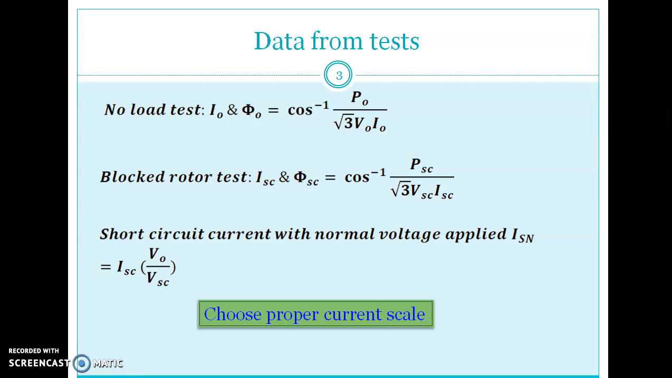Similarly, in the block rotor test, we will be obtaining the values short circuit voltage VSC, current ISC and power PSC, which is equal to √3 VSC ISC cos phi SC. From that we can get the power factor angle phi SC as cos inverse PSC by √3 into VSC ISC.